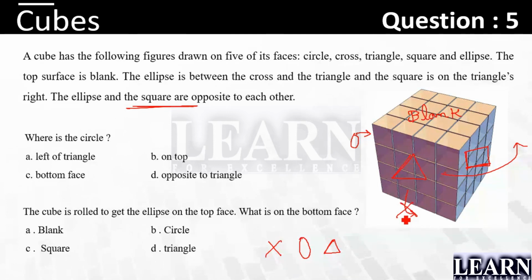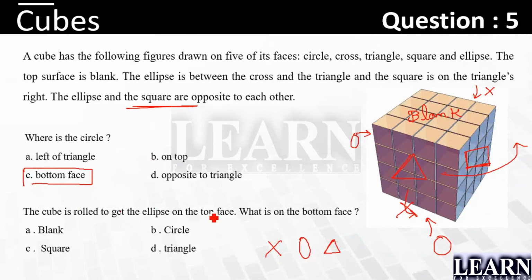So the ellipse is not at the bottom, then I have to take out the triangle, circle, and ellipse on the walls, not at the bottom. If this is done, the next one, if this is a triangle, this is an ellipse, then this should be a cross. If this is going to be a cross, then I can say the circle will be at the bottom. So where is the circle? Circle is at the bottom face.